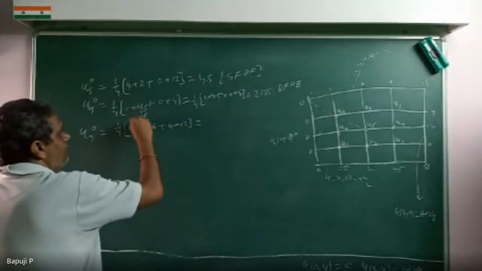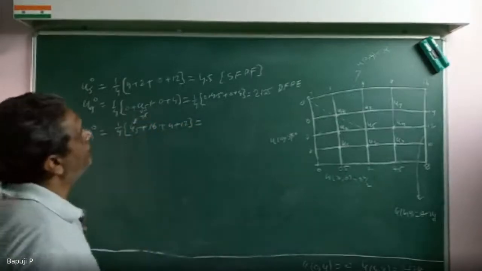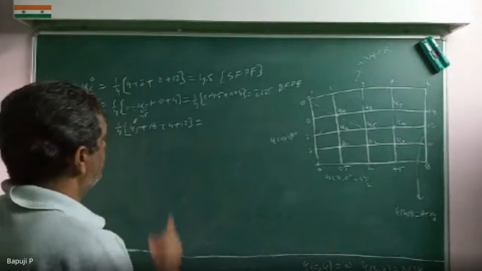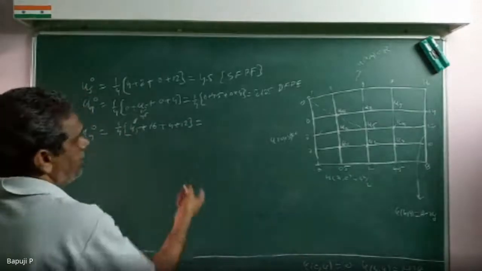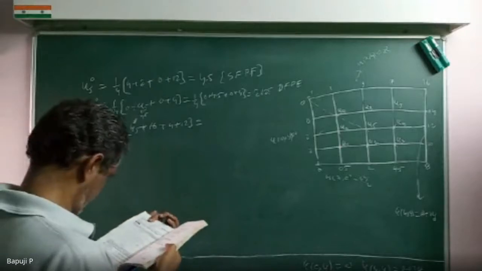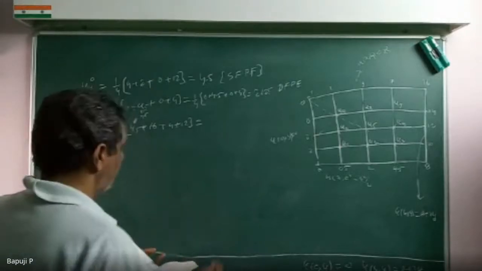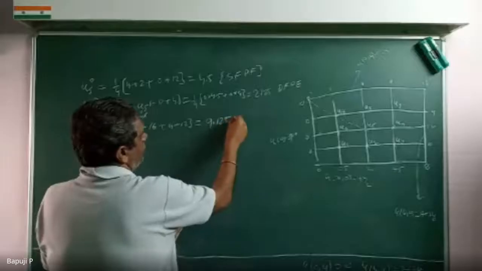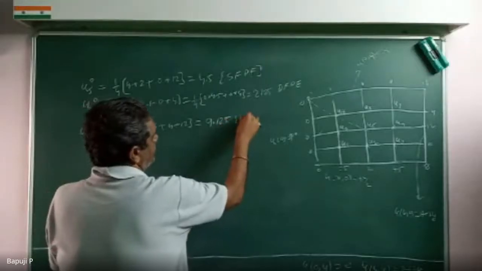Already this value I know, U5. U5 is 4.5. Substitute. I am just skipping here, you can substitute. If you substitute, what will you get? Tell me U7 of 0. 9.125. 9.125. Which formula am I using? BFPF.